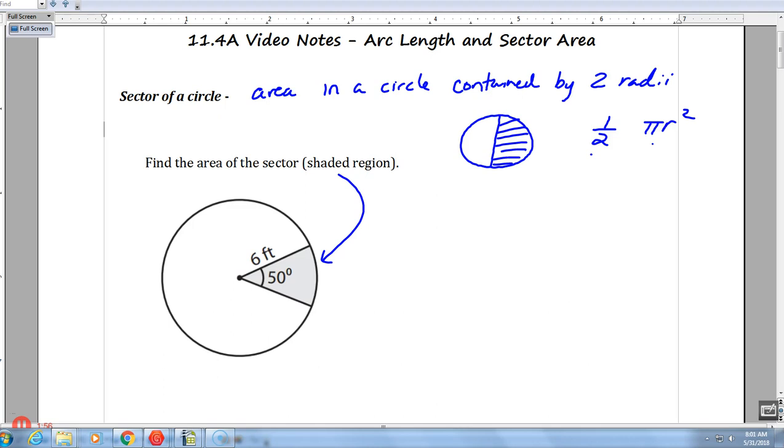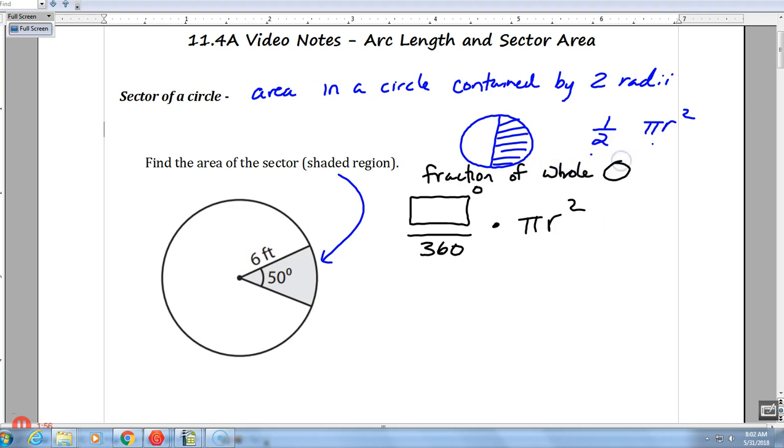So who's got an idea? Chrysler? Exactly. So for all of these, the circle's 360. What you're going to do is put in whatever degrees they give you out of 360, and multiply that by the entire circle. So it's basically a fraction of the whole circle. All right?